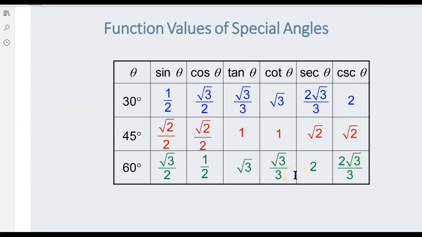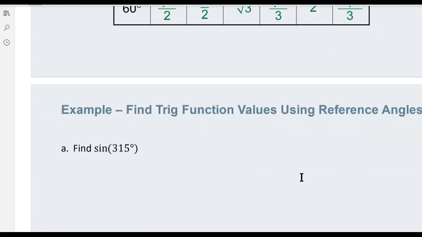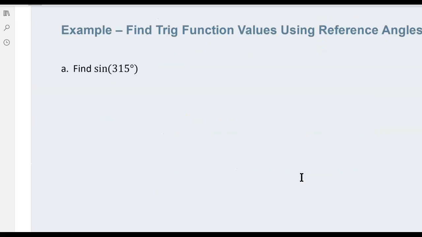Here's that table that we talked about in the last video, and we're going to use this as we go through some example problems. For our first problem, we want to find the sine of 315 degrees. This is already in the range between 0 and 360, so we don't need to change it. But what we need to do is figure out where this is and find the reference angle.